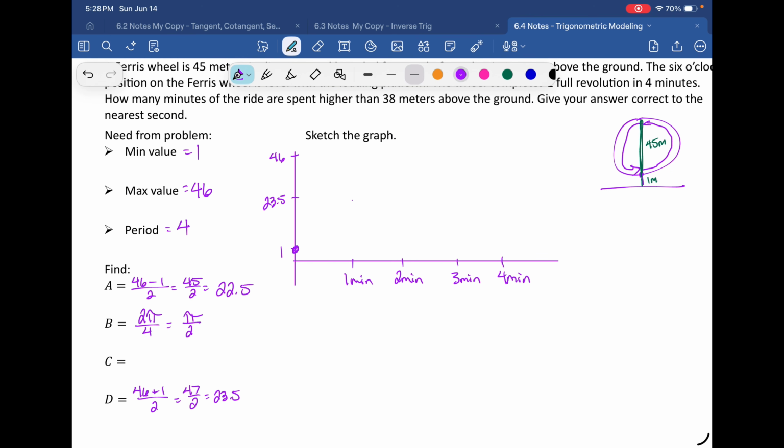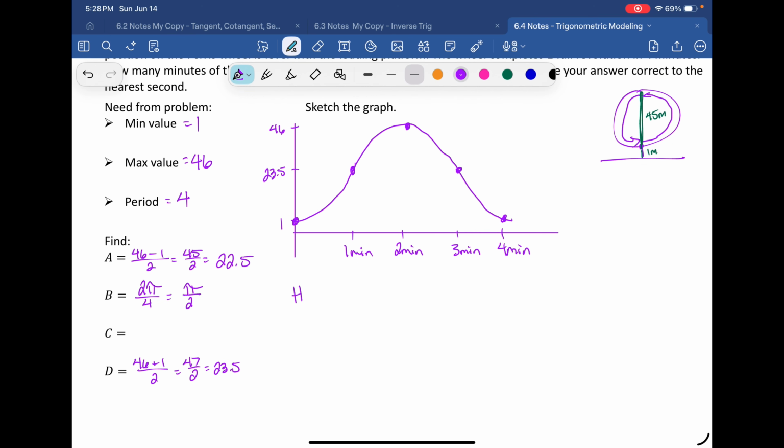Okay, if I follow the pattern, at 1 minute we're at midline, 2 minutes we're at maximum, 3 minutes we're back to mid, and 4 minutes we're back to low. So height as a function of time is talking about the height of a Ferris wheel. Amplitude, 22.5. I did forget to get the C.